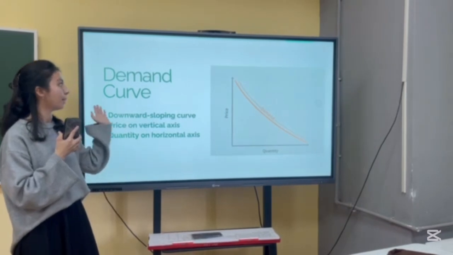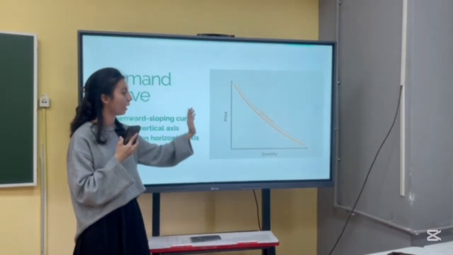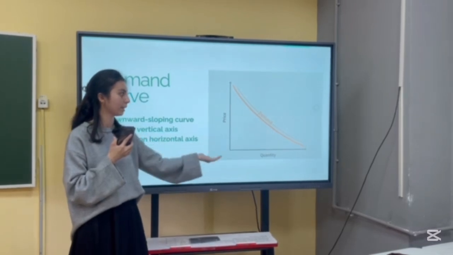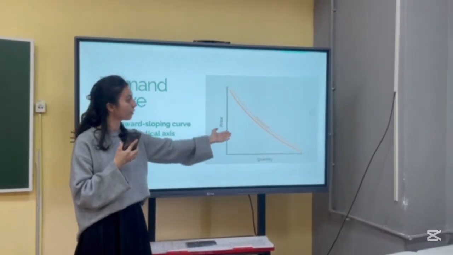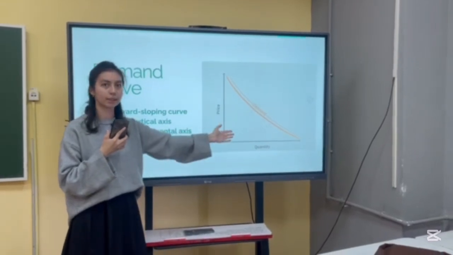We usually show demand as a demand curve. On the vertical axis we have price, and on the horizontal axis we have quantity. The demand curve slopes downward because higher prices reduce the quantity demanded.